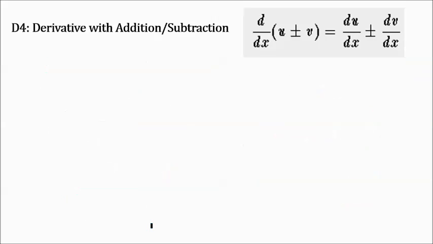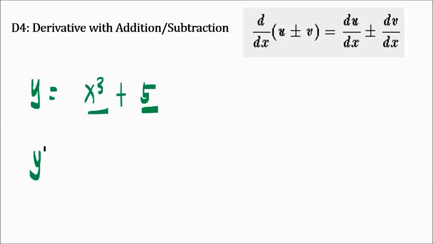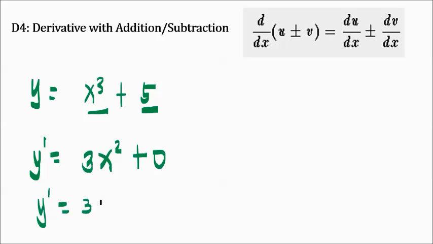Next, the derivative with addition or subtraction. The derivative of addition or subtraction is just the derivative of both terms. For example, y is equal to x cubed plus 5. This is an addition of x cubed and 5. When we get the derivative of this, y prime, we just get the derivative of each term. So 3x squared, then the derivative of 5 is 0 because it is a constant. So y prime is equal to 3x squared.